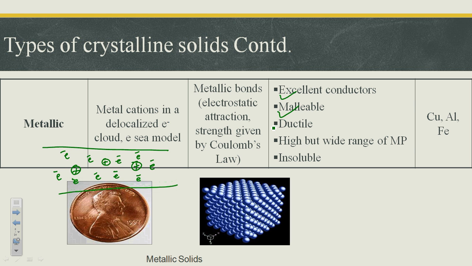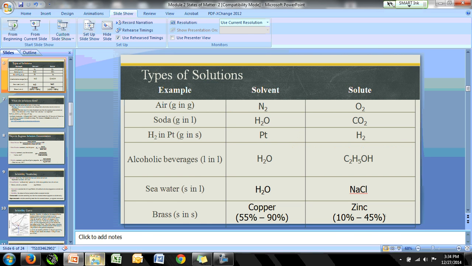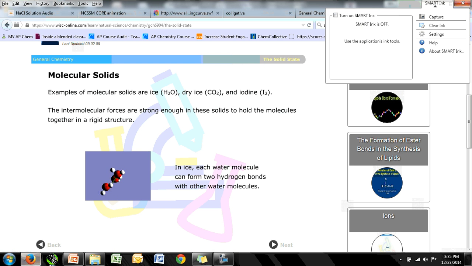They are malleable, they are ductile, and they have a wide range of melting points, generally fairly low melting points for metals, and they are insoluble in water. An example of metals is any metal that you can think of, like copper, aluminum, iron, etc. And now I'm going to show you an animation that will help you visualize different types of solids.